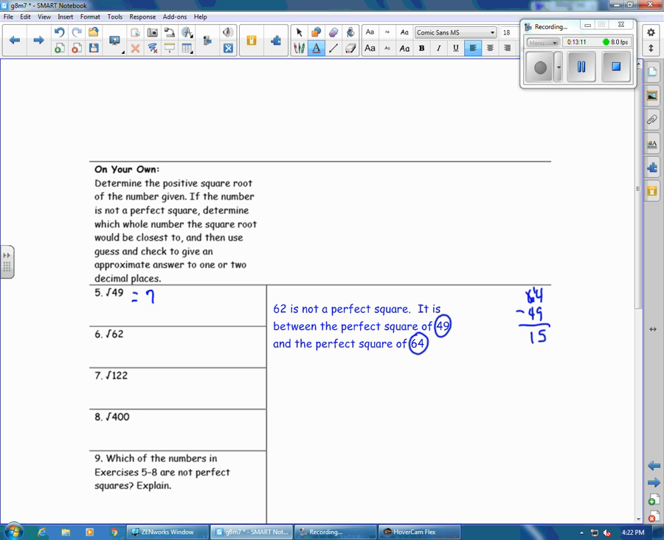Then the difference between 62 and 49, the number I'm looking for, and the lower perfect square, again, I've got to do some borrowing. That's going to be 3. So that's going to be 13. This is my numerator. This is my denominator.